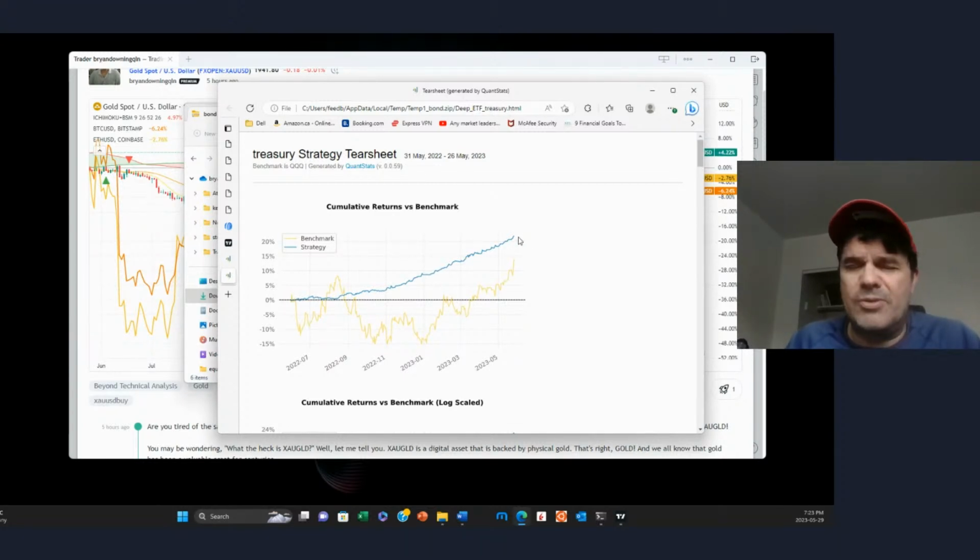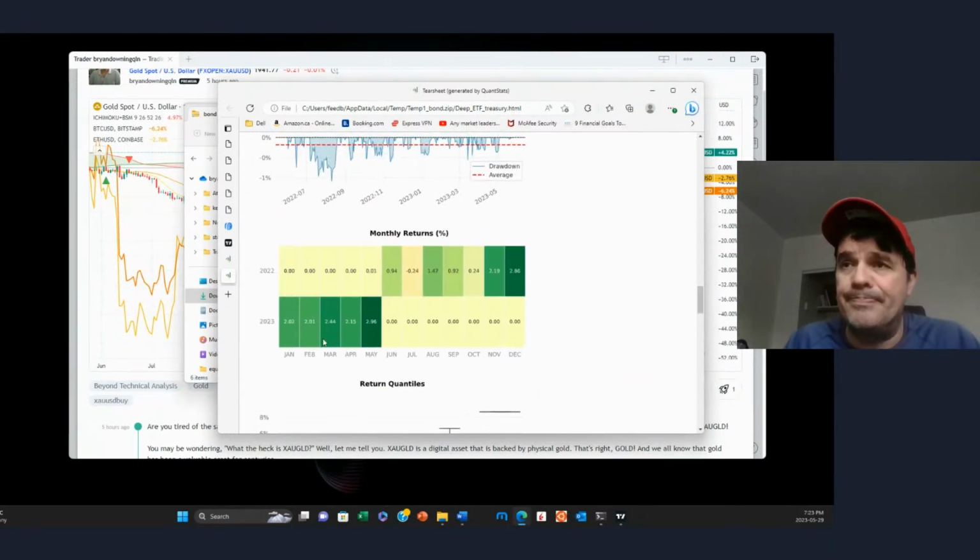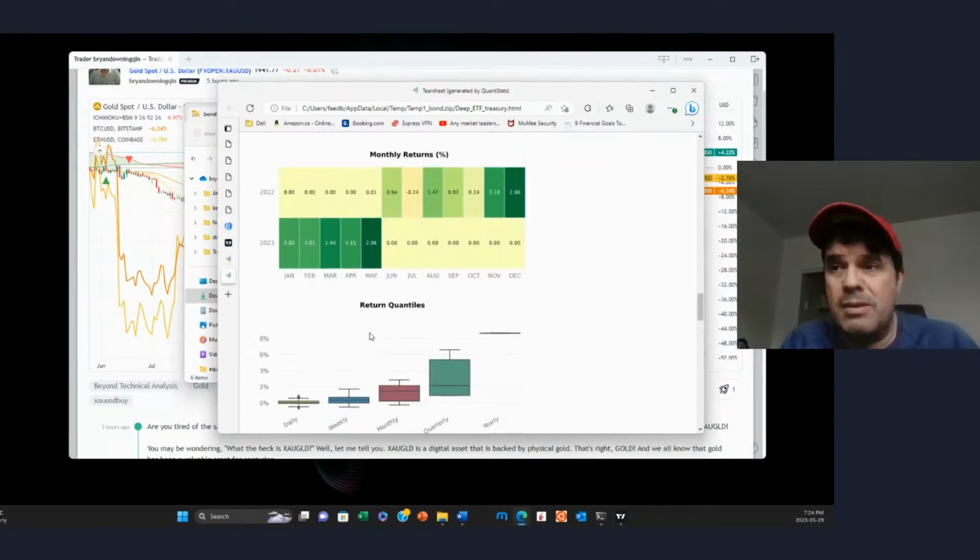15%, 20% return. Virtually no drawdowns whatsoever, just a nice steady rise up, right? That's what you want for predictability. And once again, when you look at it, that's all green. That's what you want. So you're getting 2% per month. That's pretty good. That's really good, in fact.